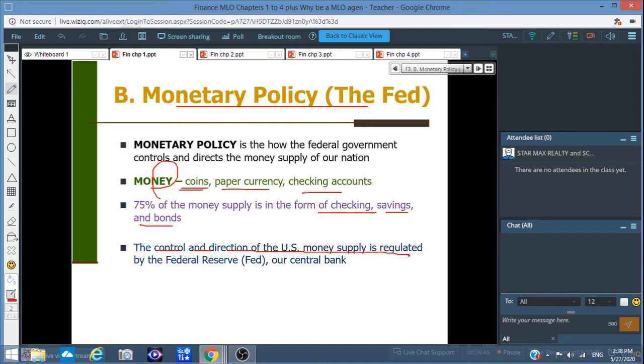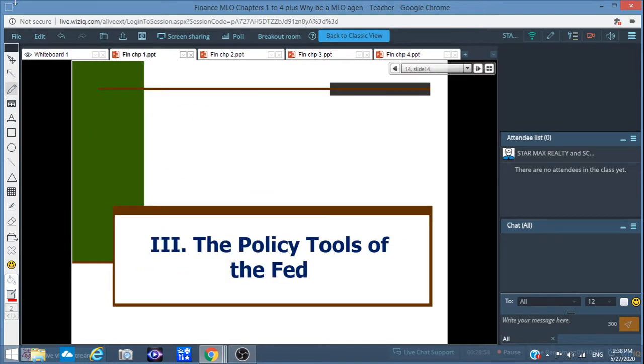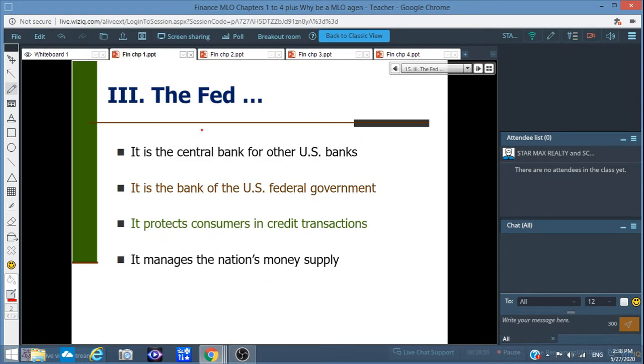They control the flow of money. Alright, the policy tools of the Fed, how do they use them? It is the central bank of the other US banks, the bank of banks.